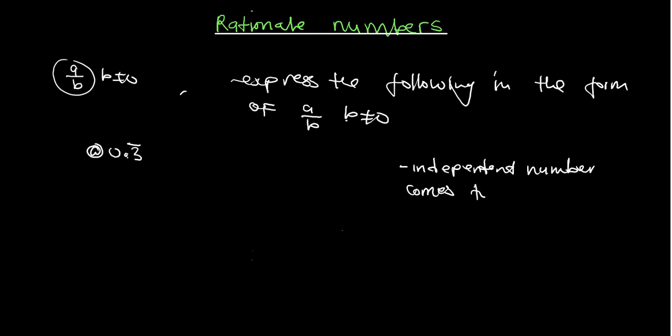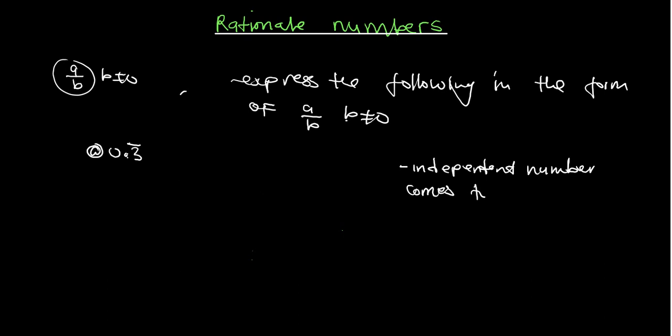All right, so let me give you another example. Let's say we have now 0.13 bar, like that. I want to express it in the form of a over b, where b is not equal to 0. So first thing we say, let x be equal to 0.13 bar. So let's follow the instructions now.